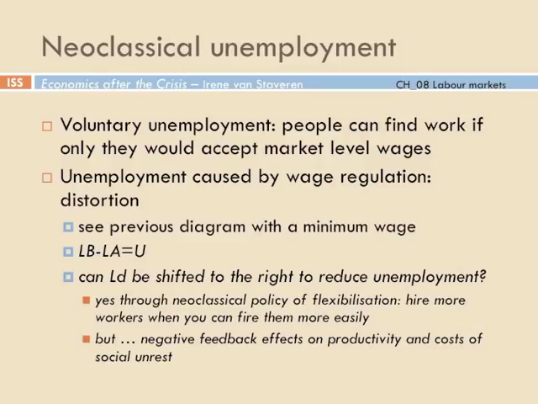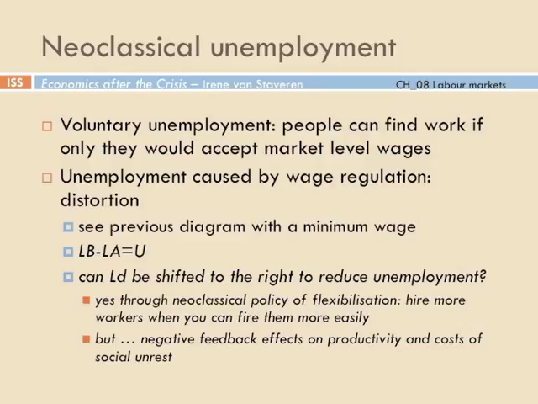In the final slide, we analyze unemployment a little bit further in neoclassical economics. So the diagram has shown you that with a minimum wage, there's unemployment of the size of the distance between LB and LA. Now the question is how to solve this unemployment. Most neoclassical economists will simply say, abolish the minimum wage rate, and we're back at a lower market wage rate and equilibrium, and all unemployment is gone.